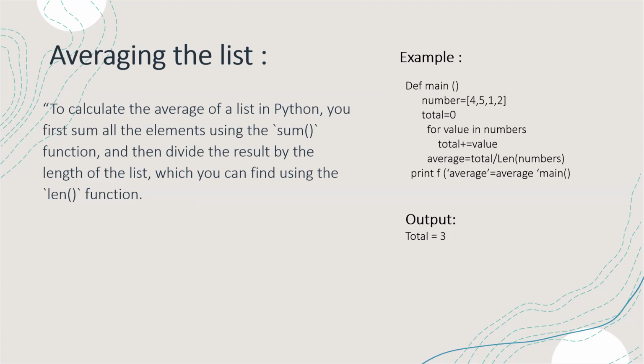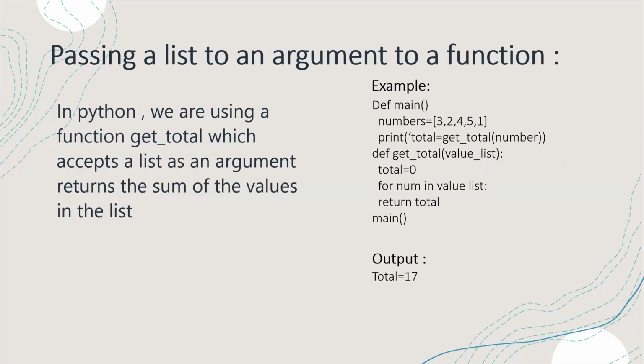Example, here we have given four elements. Def main, numbers is equal to 4, 5, 1, 2, total is equal to 0. For value in numbers, total plus equals value. Then we have to print that average is equal to total by length of numbers, that means number of elements. Here 4 plus 5, 9, 9 plus 1, 10 plus 2, 12. 12 by 4, there are 4 elements. So total by given elements 4. The output is 3.